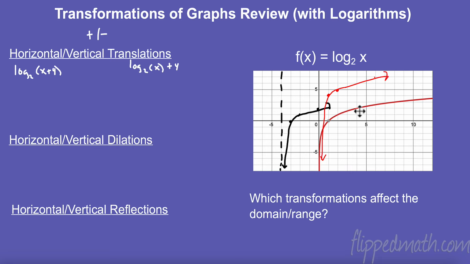So if you think about it, let's look at this. What changes here? Does our range change by moving it left or right? No, our range is still all real numbers. Same thing with the vertical, right? It's all real numbers. So our range never changes. Does our domain change? Well, on the vertical, our domain didn't change. Our asymptote was still 0. Did our domain change for the horizontal? Yes. So the horizontal shift to the left did change our domain.